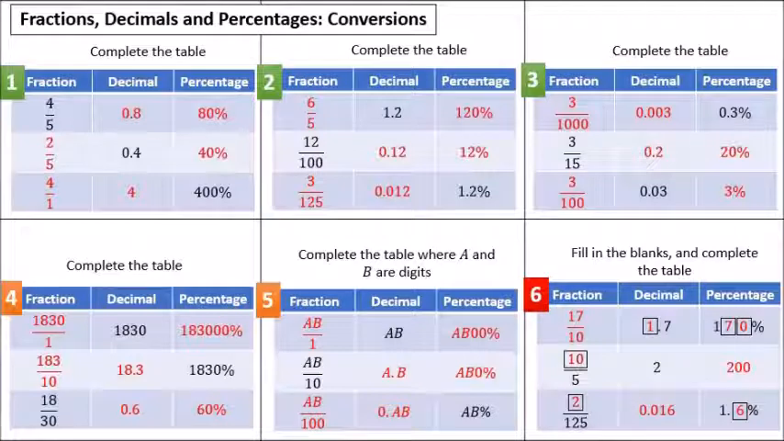1.2%, first time we've got a decimal percentage there. 1.2 divided by 100 is 0.012, so we have that as a decimal. And then there we have 12 thousandths, which simplifies to 3 over 125. Question 3, 0.3%, divide that by 100, you get 0.003, which is 3 thousandths.